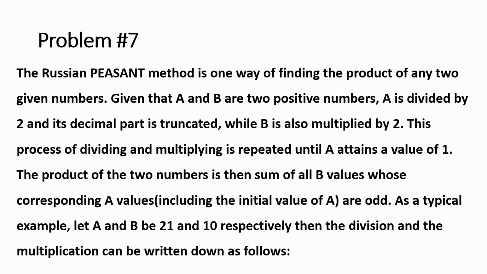So A is divided by 2, and B is already there. What we'll have to do is get rid of the decimal part of A, and then the value of B is supposed to be multiplied by 2. When B is multiplied by 2, we have to continue dividing the value of A again. And when we divide A again, we now have to multiply B by 2. So we'll have to be doing that continuously.